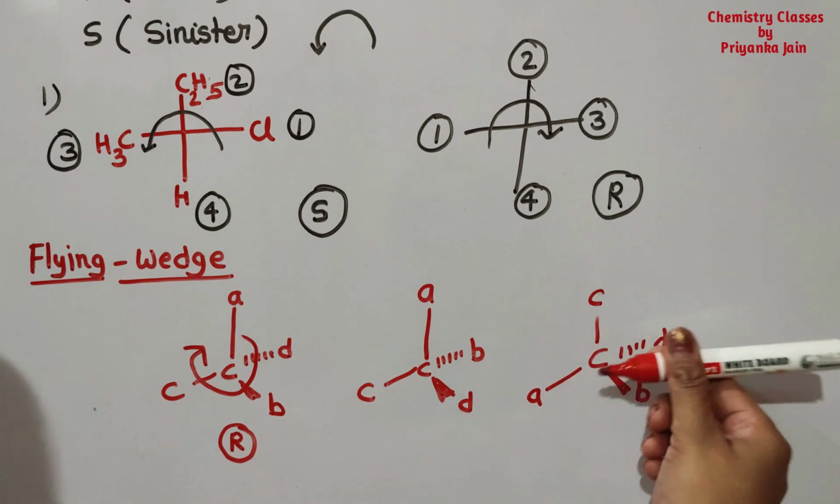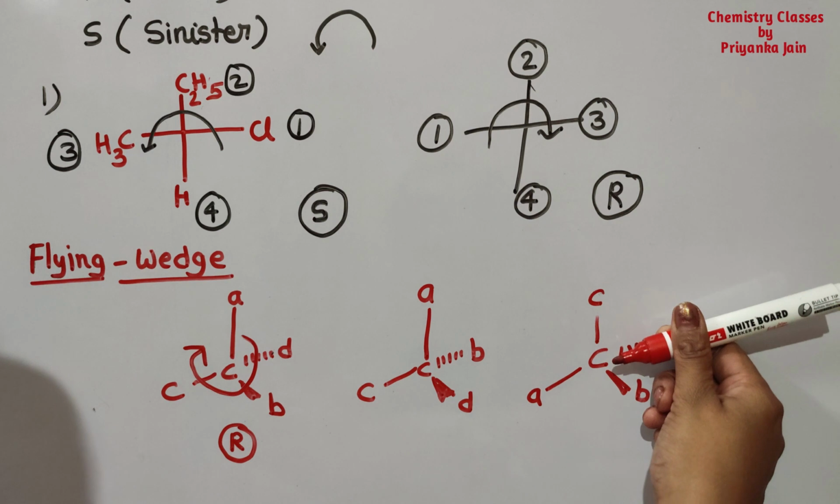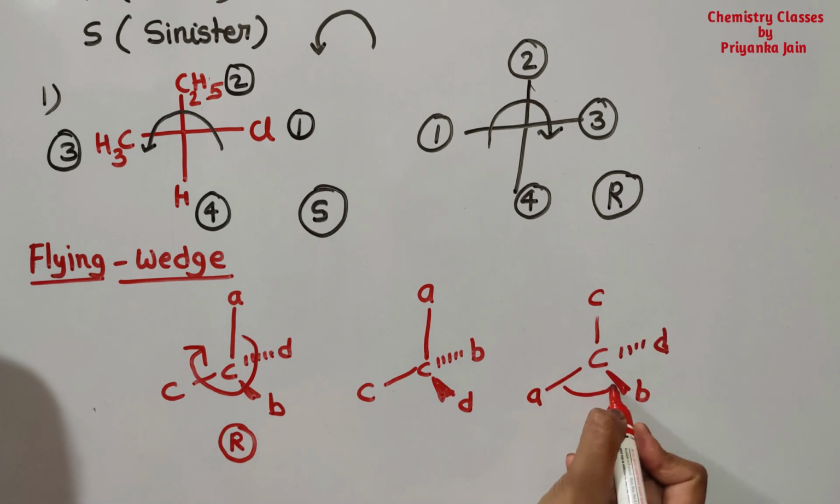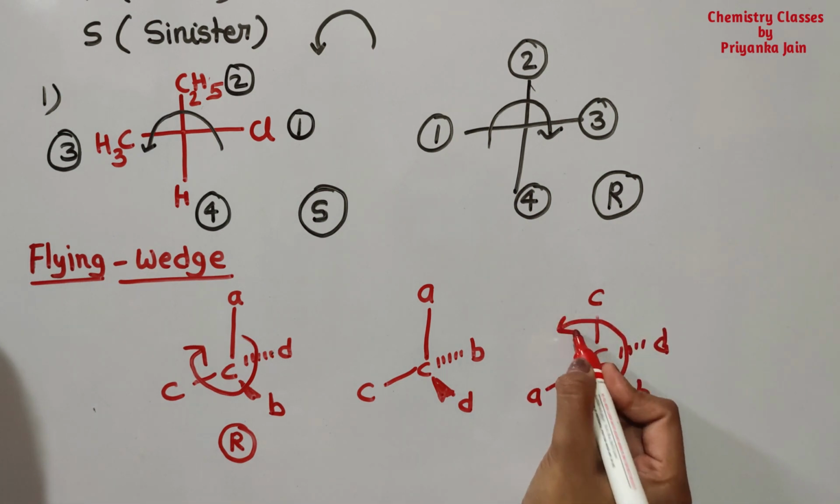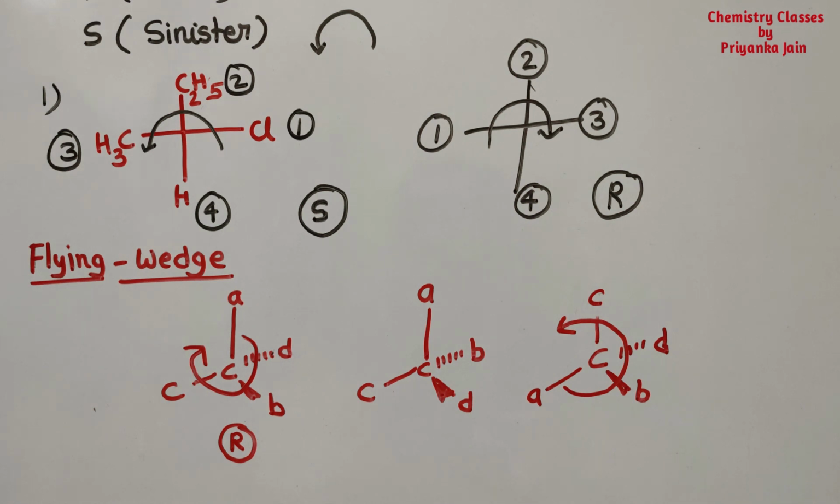Now we can see from the side of this D group, it means fourth priority group. Now see here, A, B, C, these are in the anti-clockwise direction. It means this is the S isomer, right? And there is another thing that we can do.